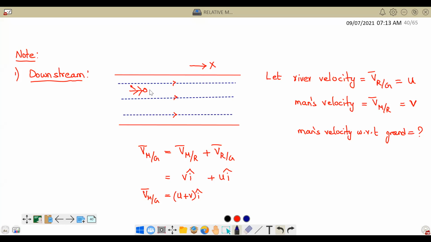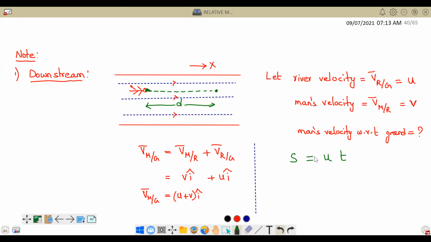Suppose the man swims some distance d, let's say from here to here he has traveled a distance d. Now what is the time taken for the man to travel that? In this topic we have only one equation, please remember. All these velocities are constant, so S is equal to U times T. So only one equation we have.